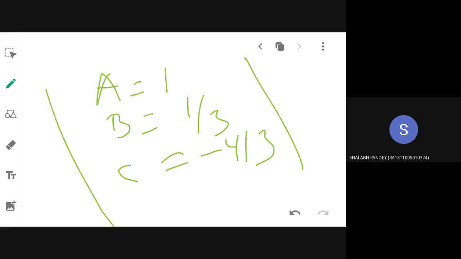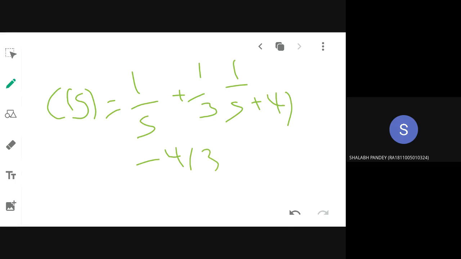Then finally you do the substitution. C of s will be equivalent to 1 by s plus 1 by 3 into 1 divided by s plus 4, and C is -4 by 3 into 1 by s plus 1. Now you take the inverse Laplace transform. If you take the inverse Laplace transform, you will be getting C of t. What is C of t finally?